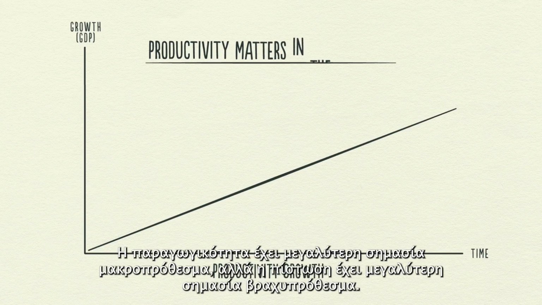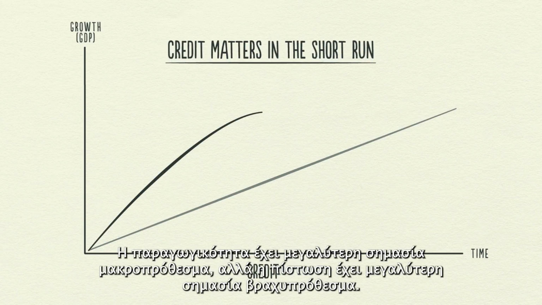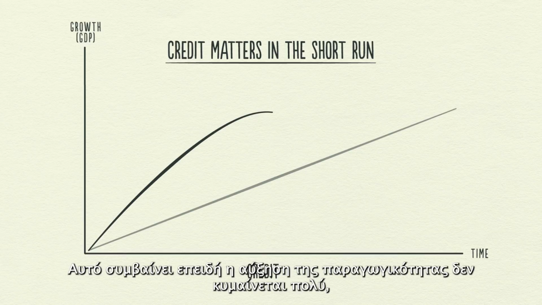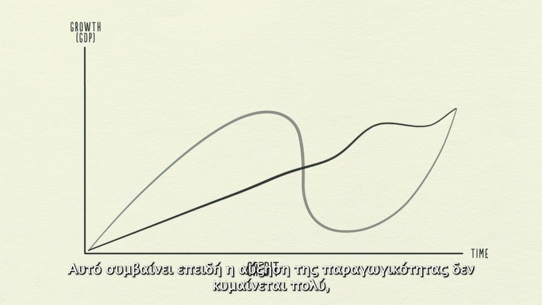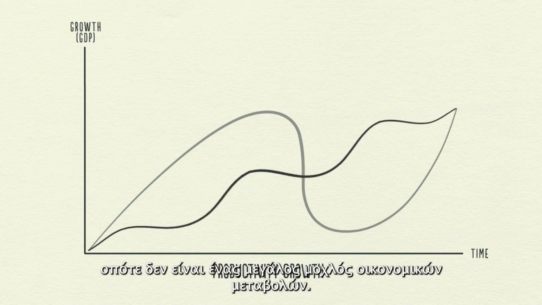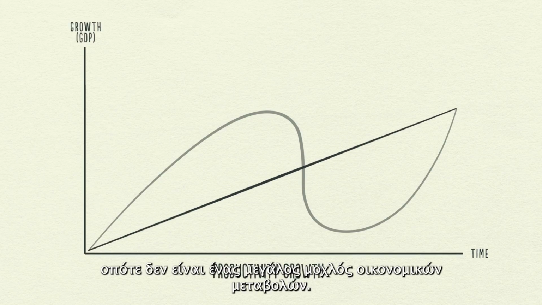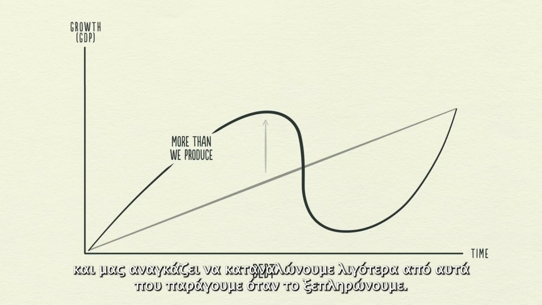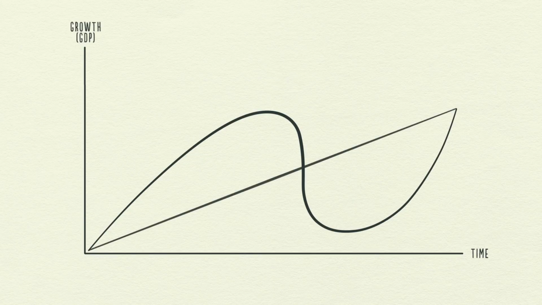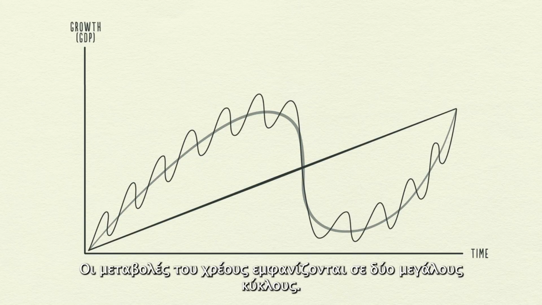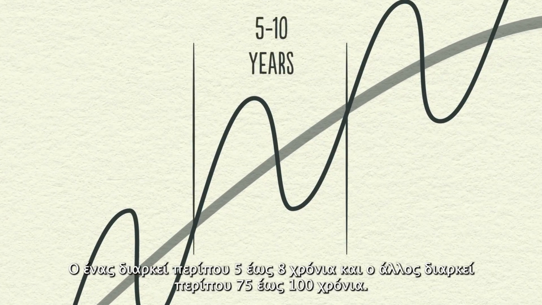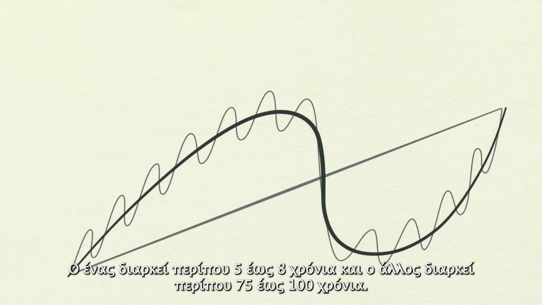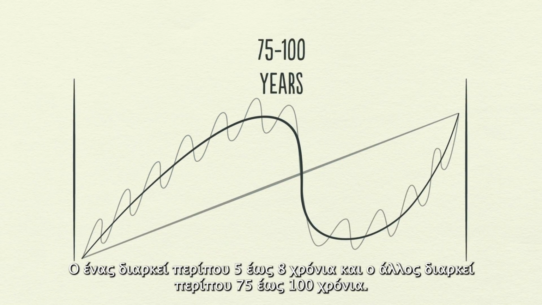Productivity matters most in the long run, but credit matters most in the short run. This is because productivity growth doesn't fluctuate much, so it's not a big driver of economic swings. Debt is, because it allows us to consume more than we produce when we acquire it, and it forces us to consume less than we produce when we have to pay it back. Debt swings occur in two big cycles. One takes about 5 to 10 years, and the other takes about 75 to 100 years.